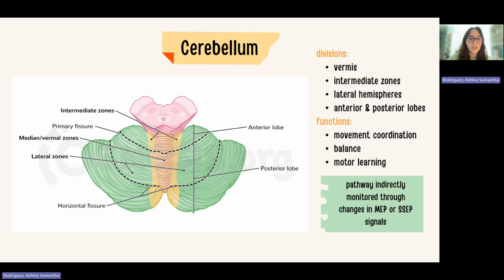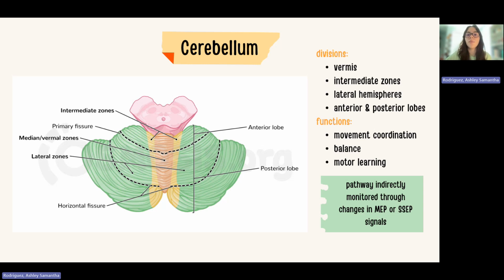The vermis in orange here is important for trunk and proximal muscle control. Then we have the intermediate zones in yellow. That is for control or adjustment of movement of the intermediate limbs. Then we have in green the lateral hemispheres of the cerebellum, which are involved in coordination of skilled movement of more distal limbs. So in general, the cerebellum is involved in voluntary movement, balance, and motor learning.